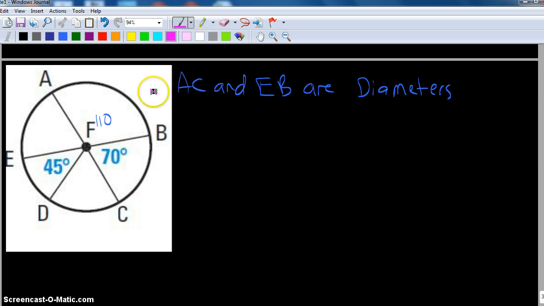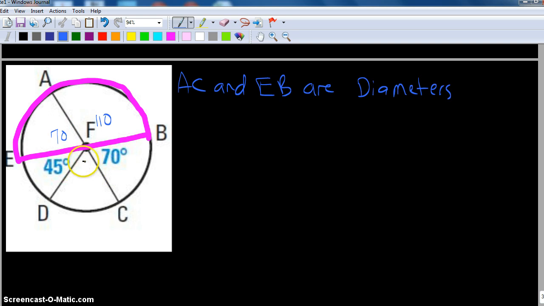Then I'm going to look at this piece of the circle, because EB is also a diameter, and this is a semicircle, which should be 180. I have 110. How much more do I need here to make it a full 180? We need 70 more.